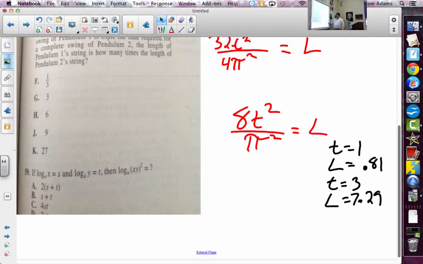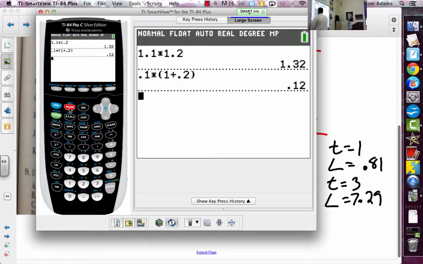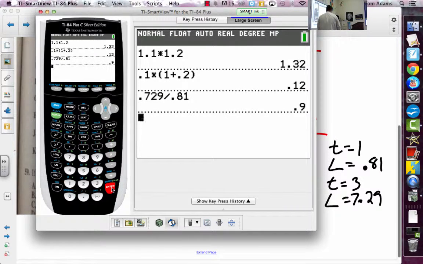What do you think? One way to figure it out is I could take 7.29 and divide by 0.81, and look what I get. Oh, I entered it in wrong. It should be 7.29 divided by 0.81. There we go. Sorry, I put it in the calculator wrong. 9. Now that's no accident.